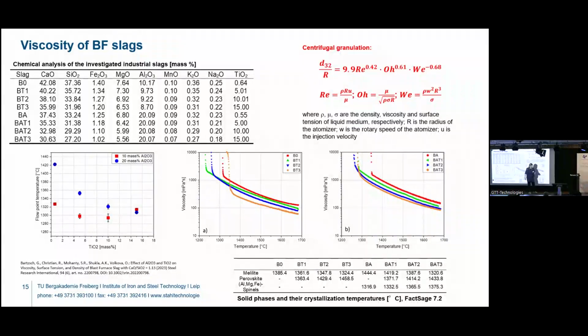And to explain it, we calculated the solid fraction and the formation temperature of the solid fraction in our different BF slags by cooling, compared with our breaking points, and what we can see, our breaking points correlate perfectly with the formation temperature of merwinite and perovskite.